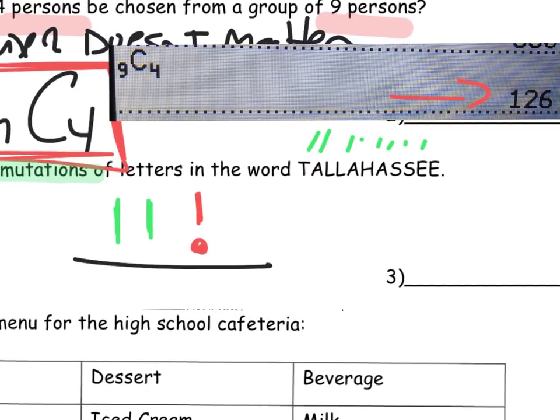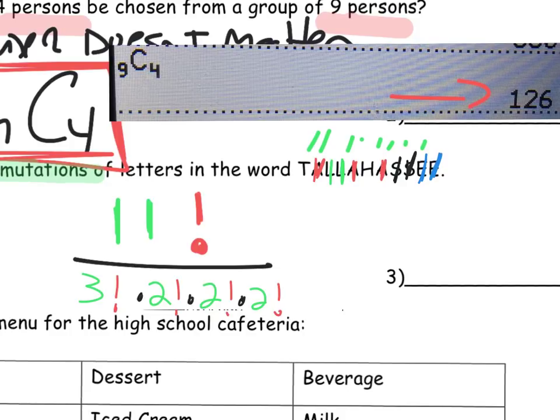And in this case here, it looks like we have 3 letter A's, so we're going to have to do 3 factorial. Looks like here we're going to have 2 L's, so we need another 2 factorial. It looks like you have 2 S's, so we need another 2 factorial, and 2 E's, so we need another 2 factorial. So in the denominator, 3 factorial times 2 factorial times 2 factorial times 2 factorial.